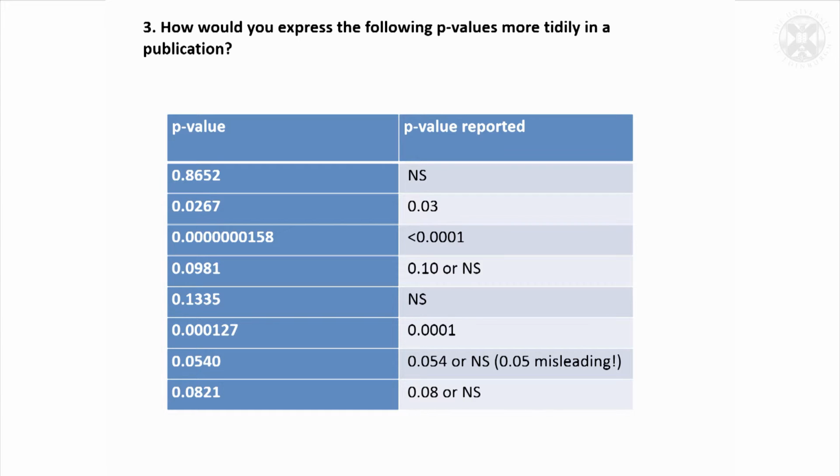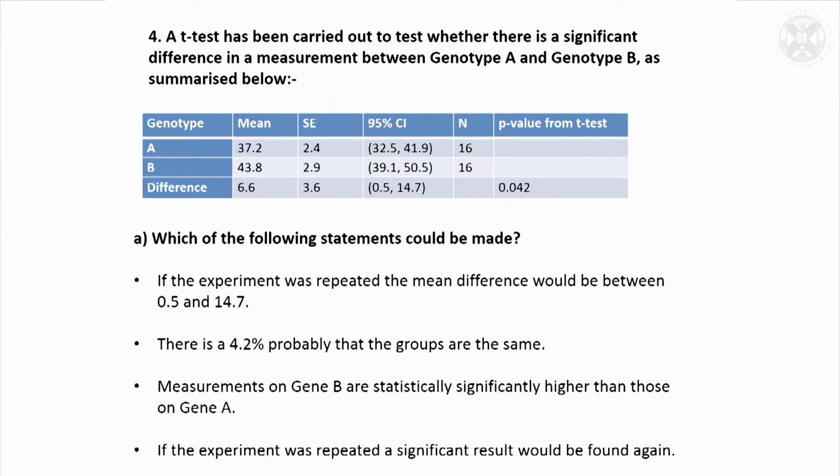Good, well, I hope that was reasonably easy. Last question's just looking at different scenarios. So you've done an analysis, you've here done a t-test to compare groups A and B, different genotypes, and come up with this p-value of 0.042. So what could you conclude? Could you conclude that if you repeated the experiment, the difference would be within this confidence interval? That's the 95% confidence interval for the difference. So would you be sure that your difference would be within that? Is that what that confidence interval's telling you? Yeah, you're not absolutely sure, but you're 95% sure.